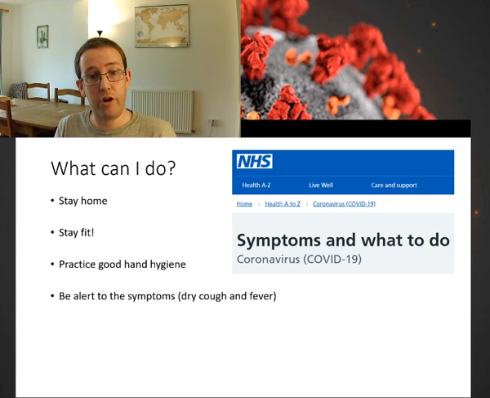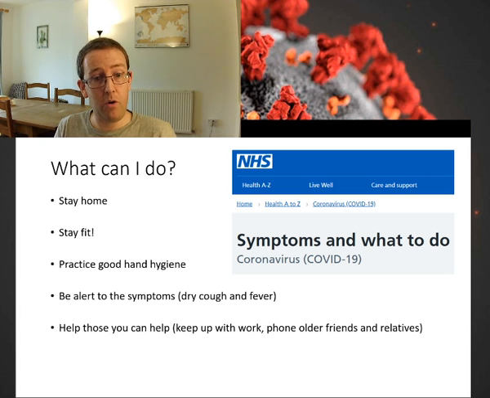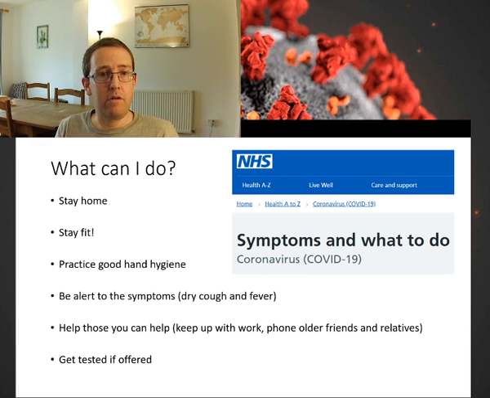Be alert to the symptoms, dry cough and fever. Of course, there's advice from the NHS on how to spot these and what to do if they do come along. Help those that you can. Now, obviously, it's a stressful time for everybody, so keep up with your work, phone older friends and relatives, right? And don't think you can go outside and just see your friends just once, because we all need to stick to these rules as best we can. And as they come online, if offered, get tested. The reason being, if you're tested and the test shows that you have had the disease and you're producing these antibodies, well, that means that you're safe to go and be a bit more active in terms of helping the community.